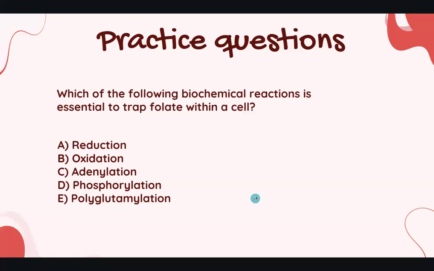Polyglutamylation is basically the process of binding tetrahydrofolate to glutamate. And this process is what keeps the tetrahydrofolate from getting out of the cell. So it prevents its efflux out of the cell, keeps it inside the cytoplasm, and protects it. So this process is very important to trap it fully inside the cell.